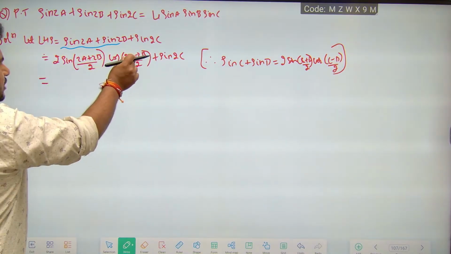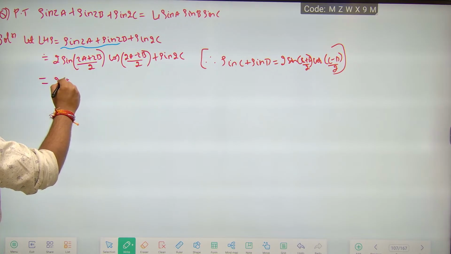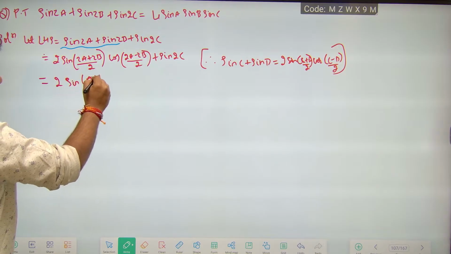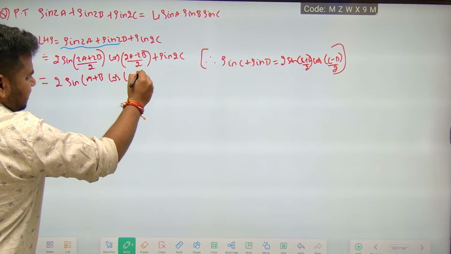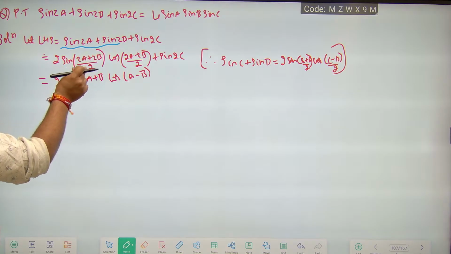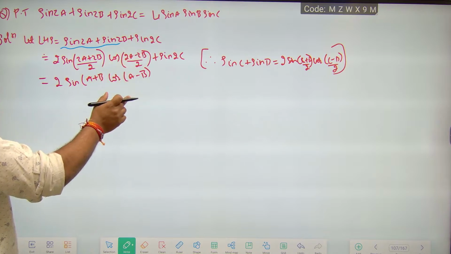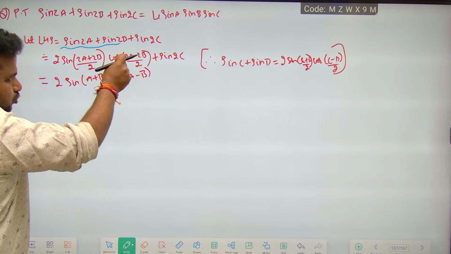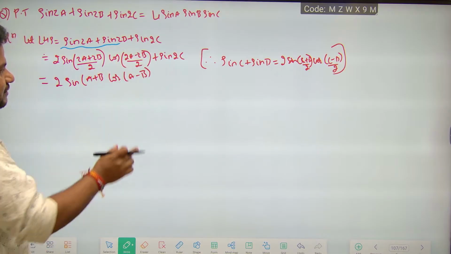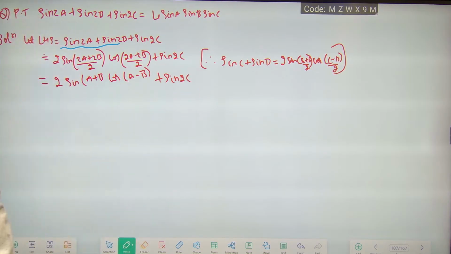Here 2 is there, here also 2 is there. I can take 2 common, and 2 will cancel with 2. I will get 2 sin (A plus B) into cos (A minus B). Inside becomes A plus B, denominator is 2, so 2 and 2 cancel. Similarly in the cosine, 2 times (A minus B) over 2 cancels, and I get cos (A minus B). Then plus sin 2C. So I have sin (A plus B) into cos (A minus B).